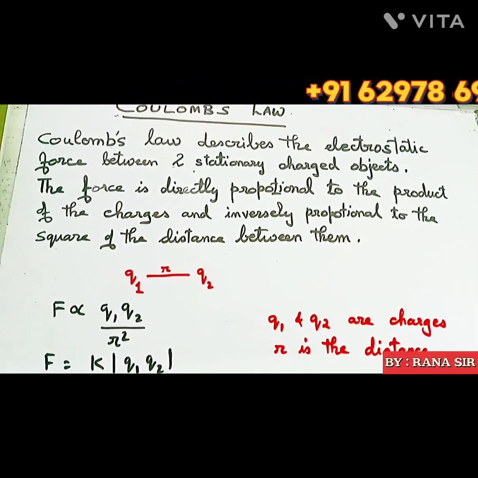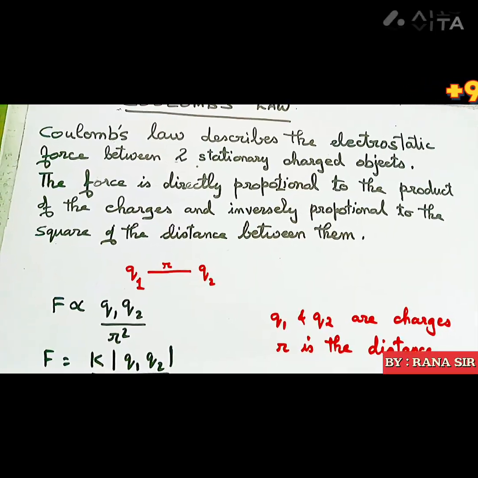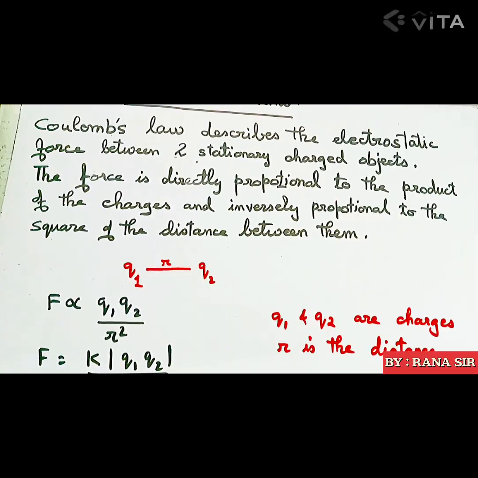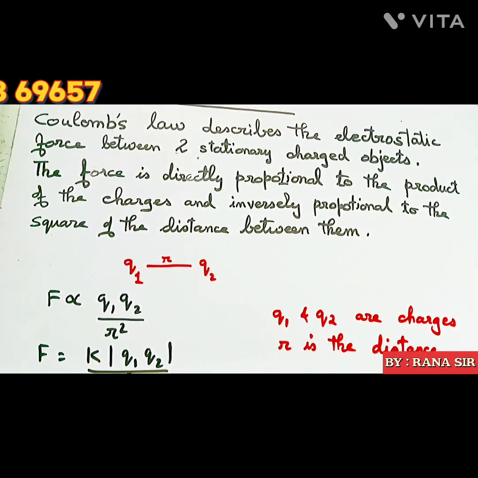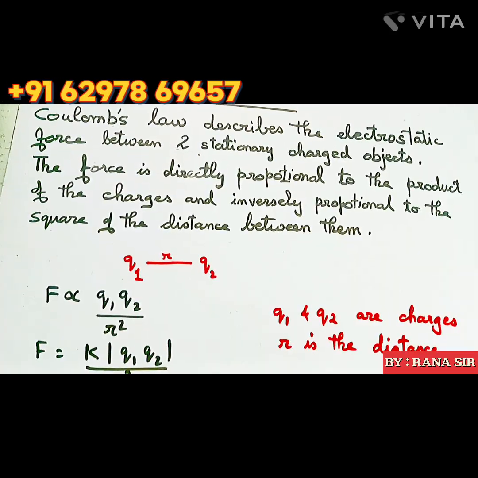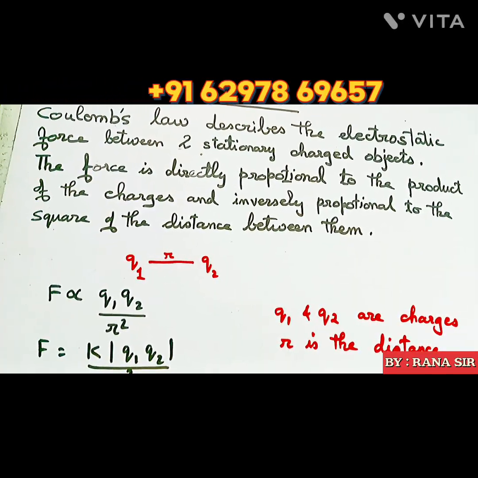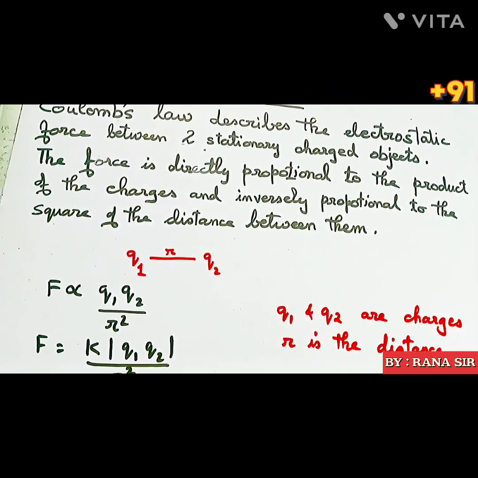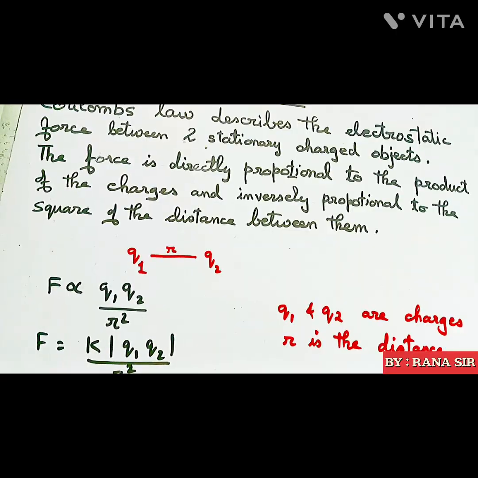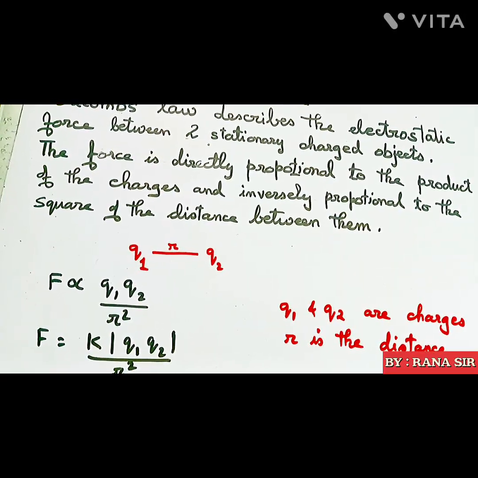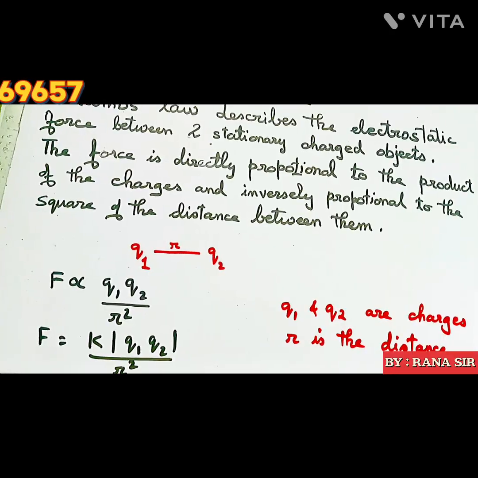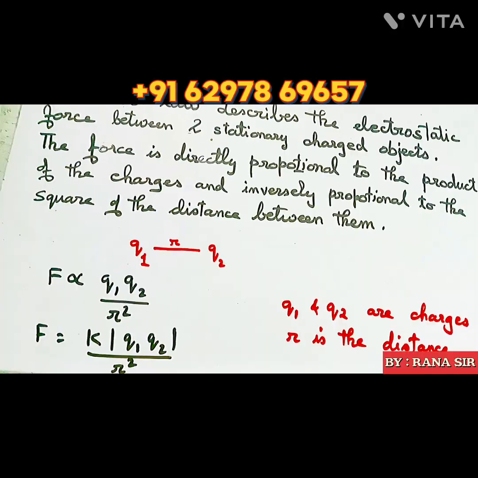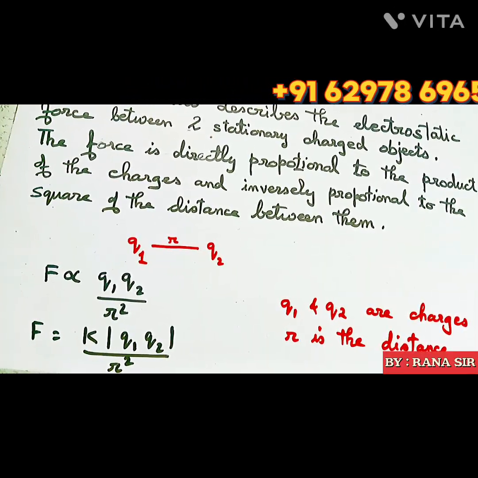So Coulomb's law states that, mathematically, the force is directly proportional to the product of the charges. Directly proportional means if one increases, the other will also increase. If the charges increase, the force increases. If the charge decreases, the force will also decrease. And it is inversely proportional to the square of the distance between them. So if the distance increases, the force will decrease. If the distance decreases, the force will increase.